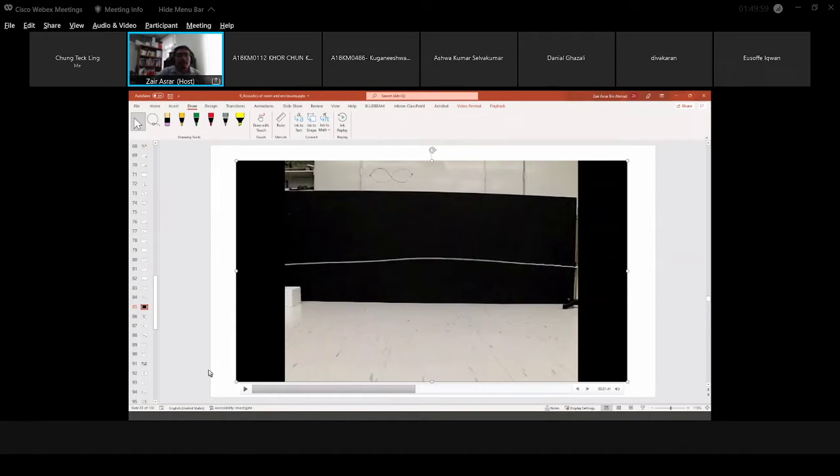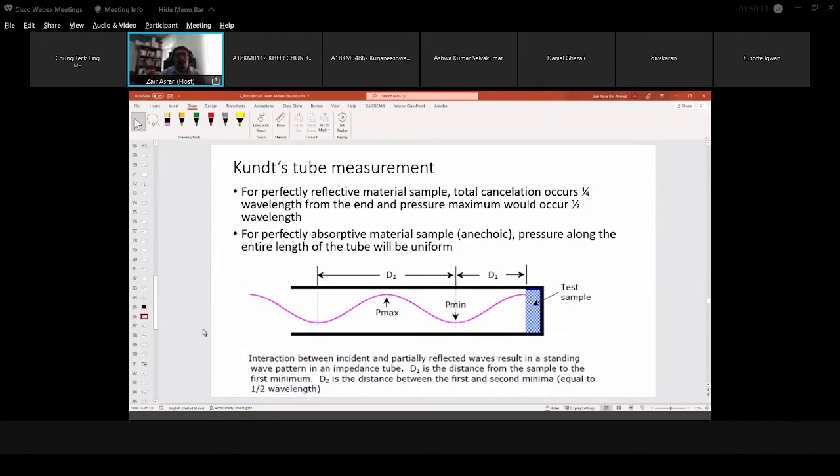Okay, so that's basically what we meant by standing wave. The same applies to sound waves as well. So we have a region whereby the amplitude is highest and a region where the amplitude is lowest as well. Okay, so in a tube, if we have a perfectly reflective material, basically it reflects all the sound, we will have a total cancellation at 1/4 wavelength from the end.